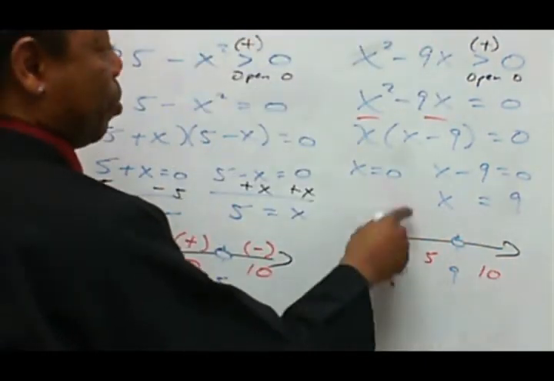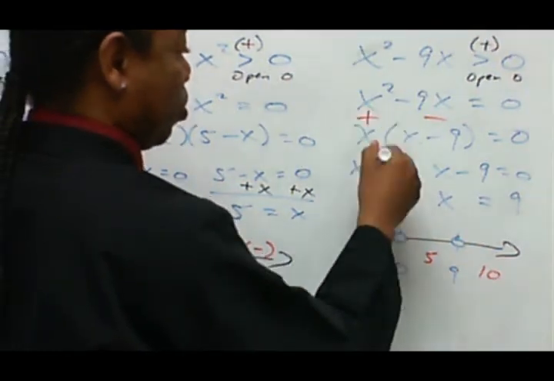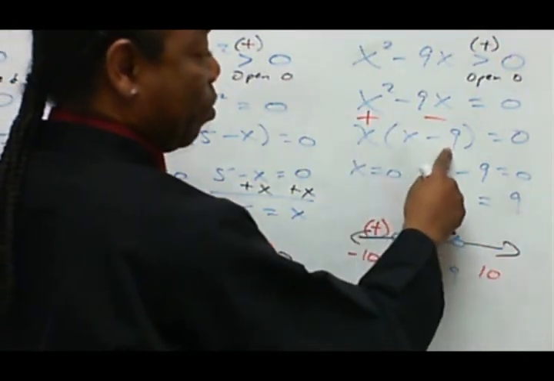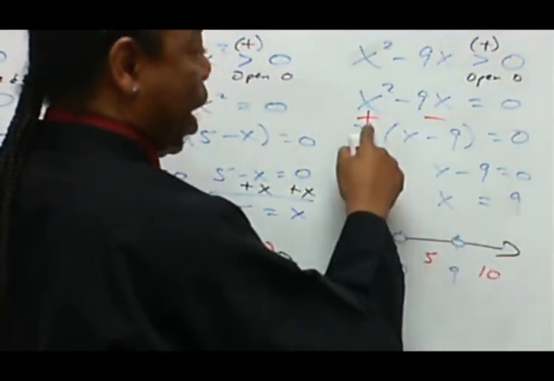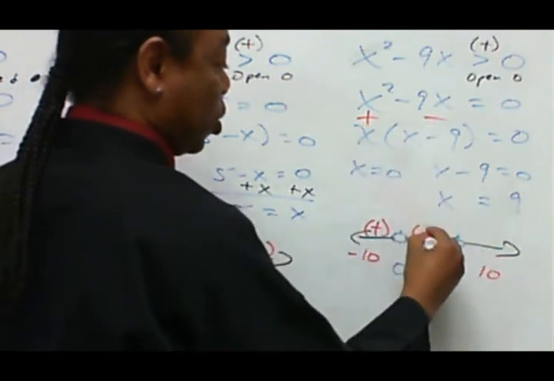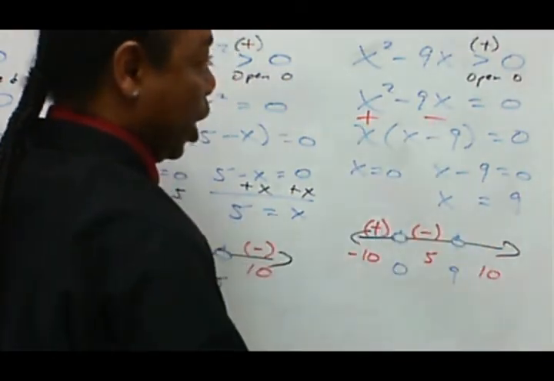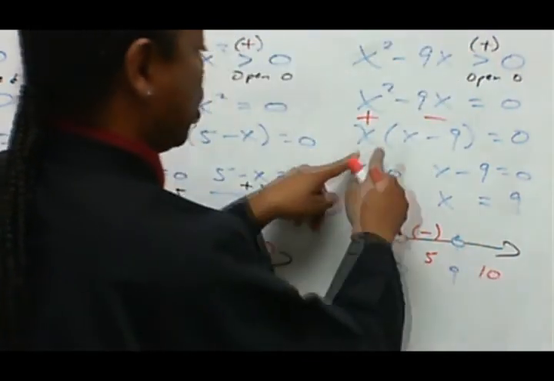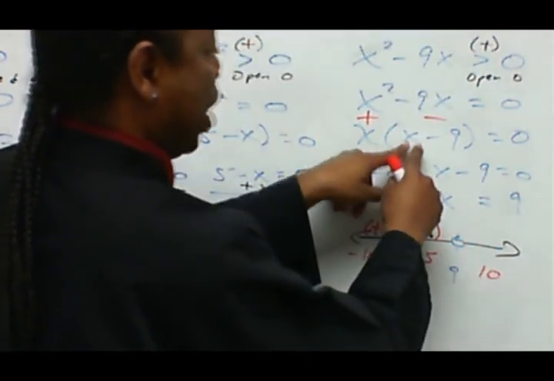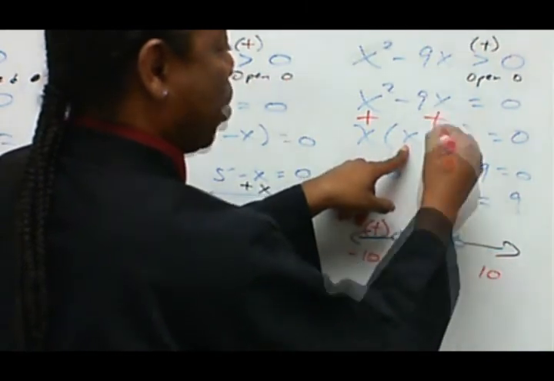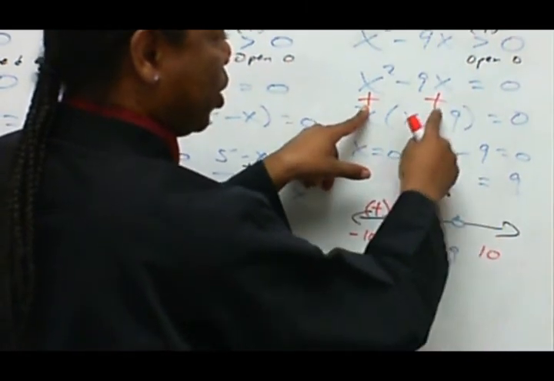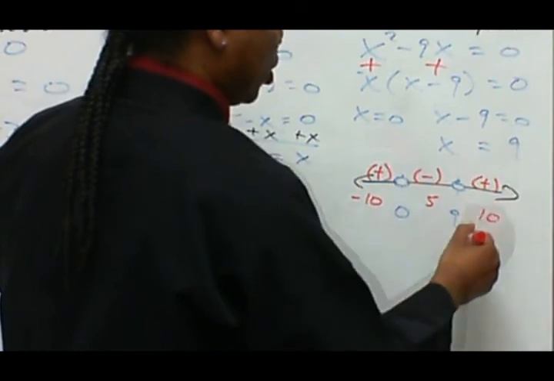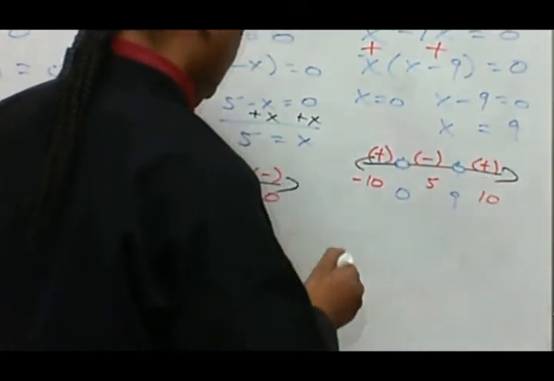A 5. A 5 is positive. A 5 and a negative 9 is negative. So a positive answer times a negative answer gives us negative. And that's not what we're looking for. We're looking for positive. Let's try 10. 10 is positive, and a positive 10 with a negative 9 makes a positive number. So a positive times positive is positive. So this area is good right there.